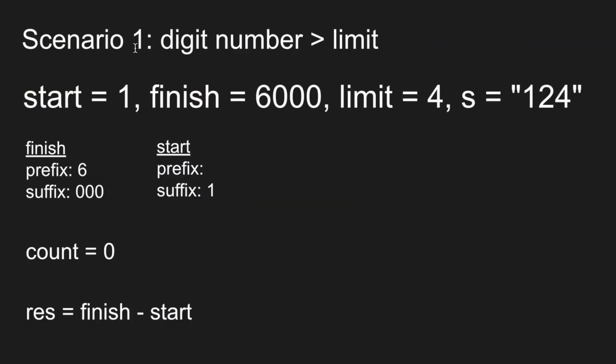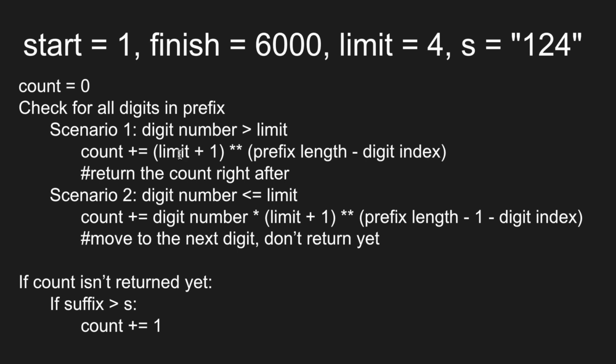So for the scenario 1 example, where the digit number is greater than the limit, which is 4. We'll start with start. Start is less than 124, so start will be 0. And then we move on to finish. Finish has a prefix of 6, so we start at 6. And we'll use this formula: limit plus 1, which is 5, to the power of prefix length, which is 1, minus digit index. We are at index 0.